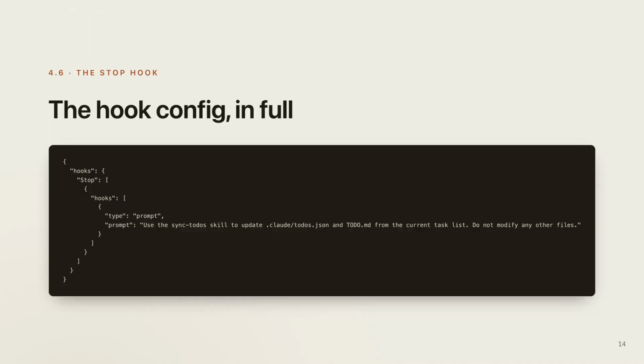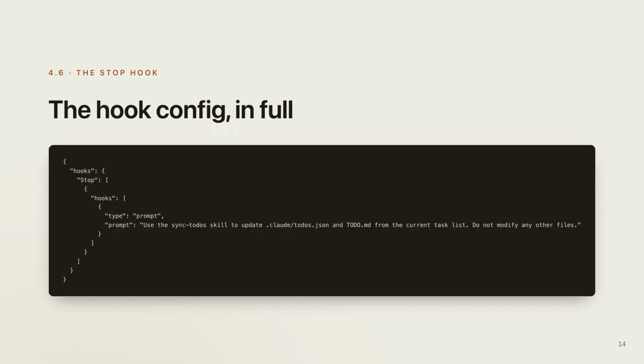Let's look at this example hook file. This is the stop hook config in full. It lives in .claude/settings.json. After every Claude turn finishes, the hook fires. The hook type is prompt, which means Claude actually invokes the skill. The prompt body says, use the sync todos skill to update the JSON and the markdown from the current task list, and do not modify any other files. This is it. You never have to remember to sync.